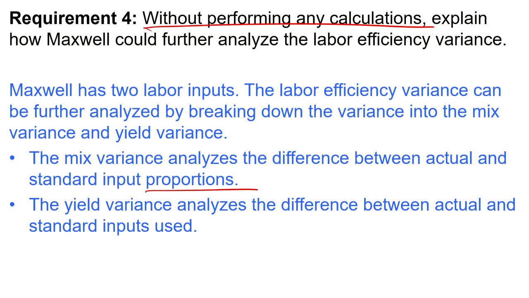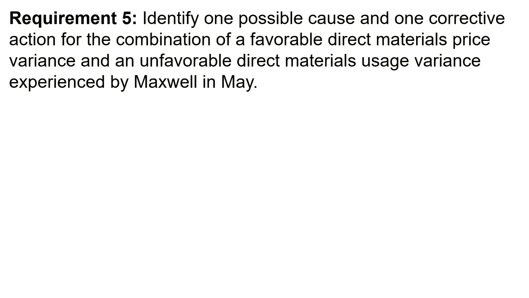So we didn't have to do the math. We could if we had to. We remember that we can do those calculations for the mix and yield variances, but of course we're not unhappy that we don't have to do that. And so this takes us to the last requirement: identify one possible cause and one corrective action for the combination of a favorable direct materials price variance and an unfavorable direct materials usage variance experienced by Maxwell in May.